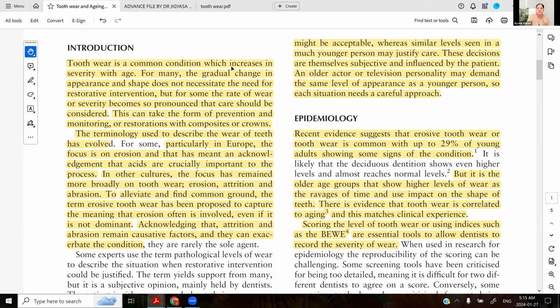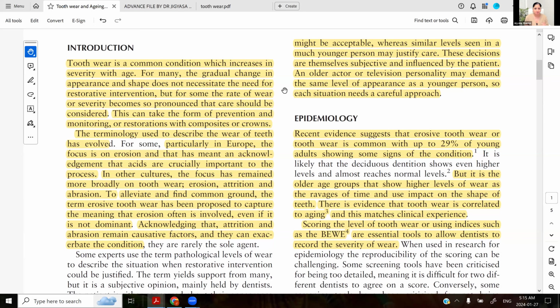So tooth wear is a common condition which increases in severity with age. For many, the gradual change in appearance and shape does not necessitate the need for restorative intervention. So not all wear, remember that, will necessitate an actual restorative treatment. Even the notches and cervical abrasions, sometimes some patients may be happy with desensitization alone. The only botheration could be the sensitivity, and they may not desire the complete restorative management, right? So you need to understand that and keep that in mind, because ultimately the patient's desire is most important when you're planning the treatment.